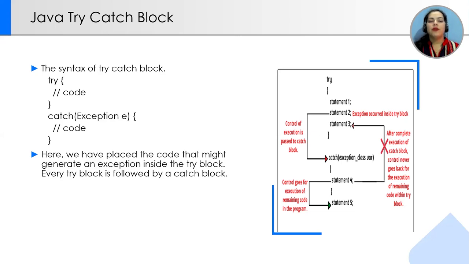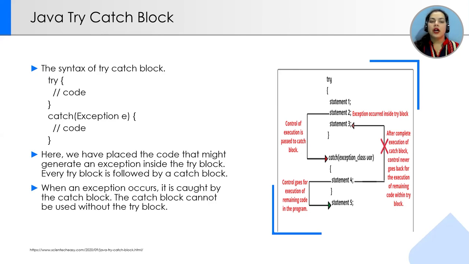So here we have placed the code in the right hand side diagram, which might generate an exception inside the try block, and every try block is followed by a catch block. When an exception occurs, it is caught by the catch block. The catch block cannot be used without the try block. So the catch block will catch that exception. But which exception will be caught? The exception of only that statement which is inside the try block will be caught by the catch block.